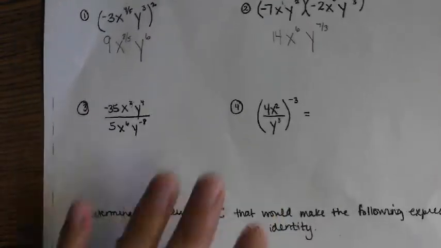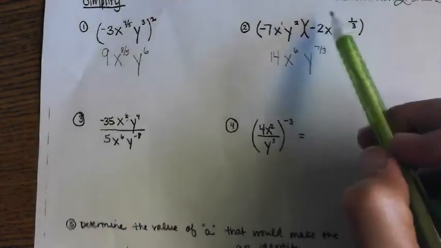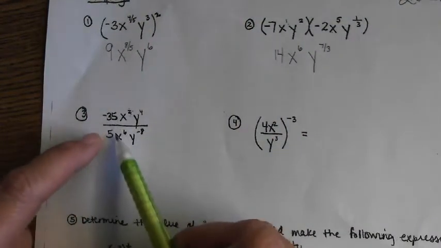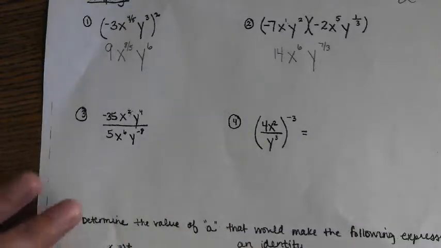Okay, on 3, with division, just like with the multiplication, you kind of do the constant times the constant here. On 3, you're going to do the constant divided by the constant. What is -35 divided by 5?